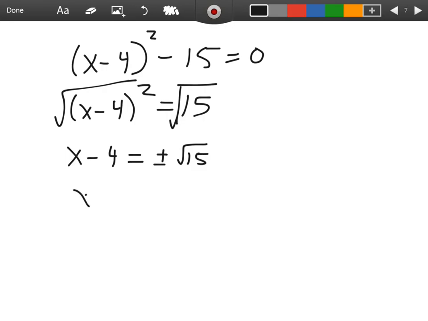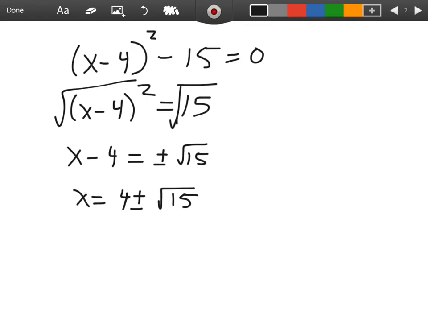And then add 4 to both sides. So I have two answers because I have the plus or minus. I'm just going to leave it like that though. Okay?